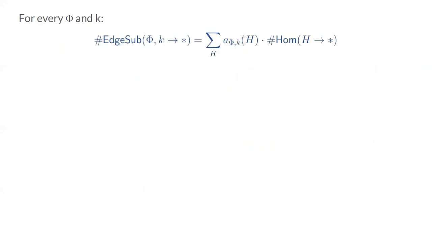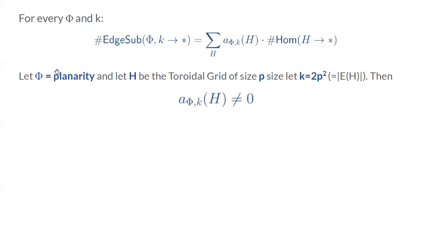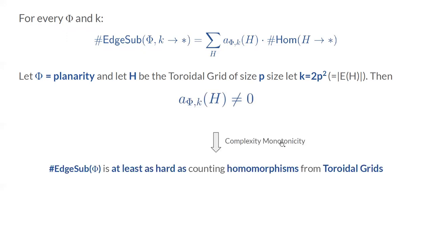So to sum it up, we have the following. For every phi and k, we can express our problem as a linear combination of homomorphism counts. For the property of being planar and toroidal grids of prime size, the coefficients are non-zero. By complexity monotonicity, we have that our problem for planarity is at least as hard as counting homomorphisms from toroidal grids. But since toroidal grids have high treewidth, we get by known results on the complexity of homomorphism counting that the problem must be #W[1]-hard.